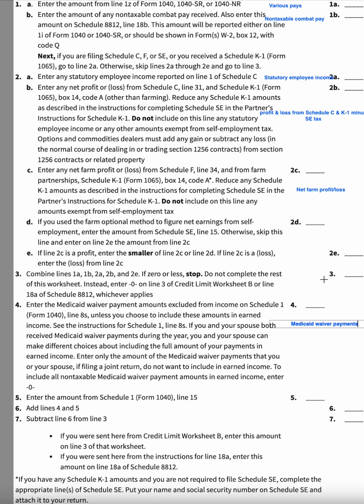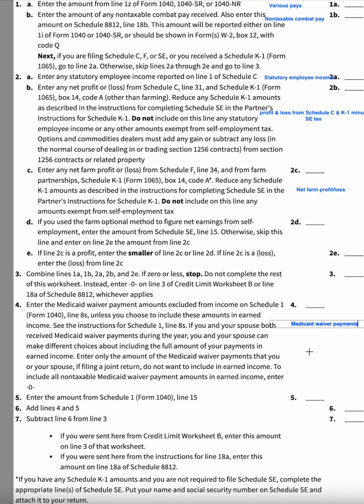If you're simply going on to line 18A of Schedule 8812, then you are closer to being finished because you're in Part 2A. You can simply go on to complete Part 2A, if applicable, Part 2B, and then report your additional child tax credit in Part 2C. That's all we have for this video.